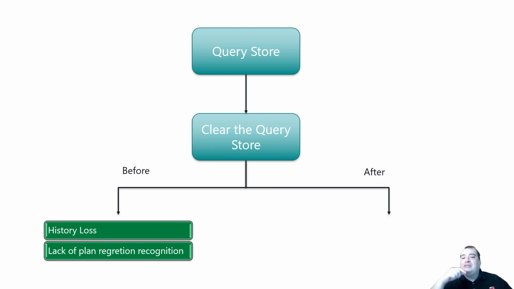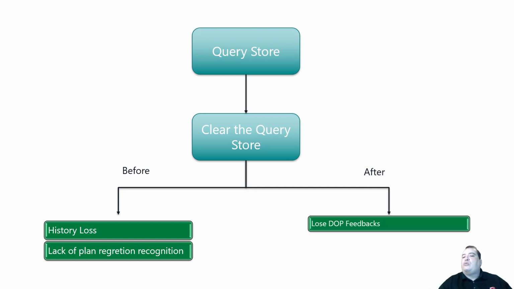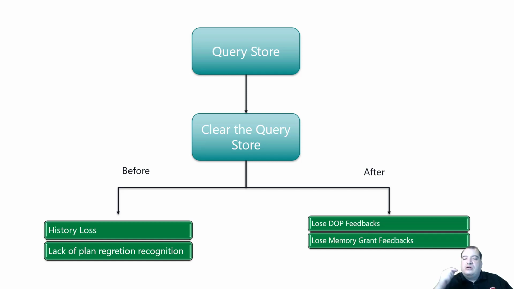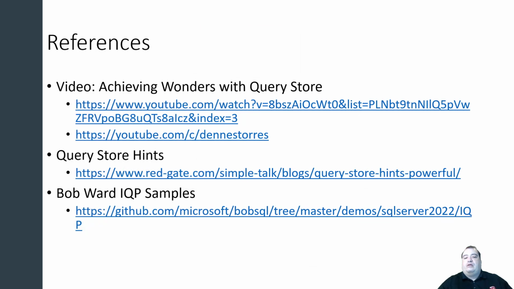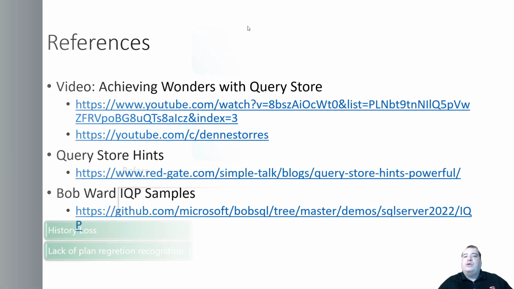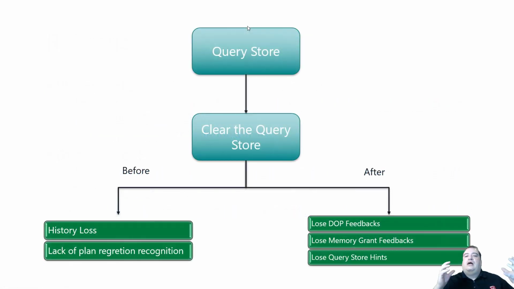But what happens now if we clear the query store? We lose the DOP feedbacks. We lose the memory grant feedback. We lose query store hints, which means we will lose CE feedbacks as well. So the point that I'm highlighting is how a mindset change may be needed in relation to query store and query plan cache, in relation to the importance of clearing these.